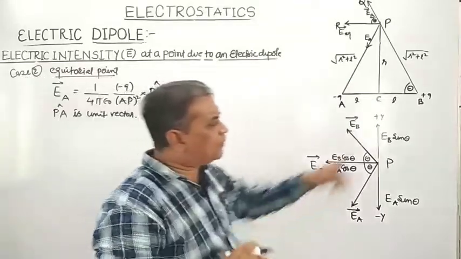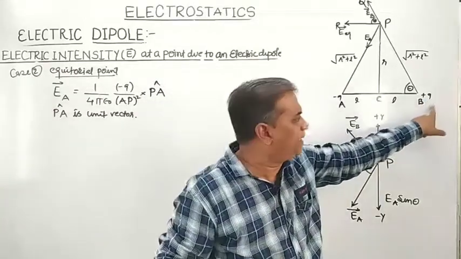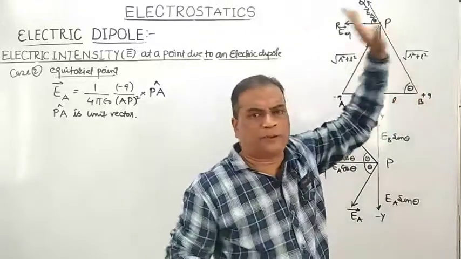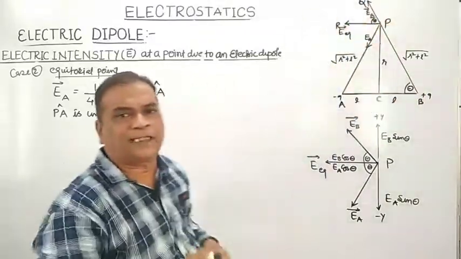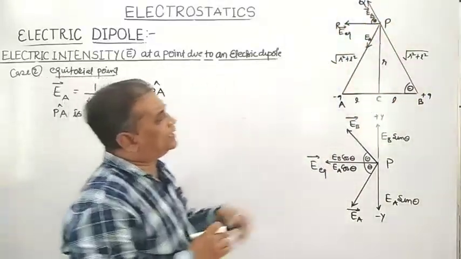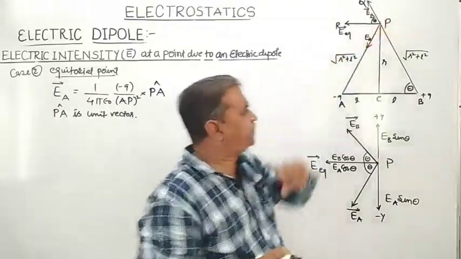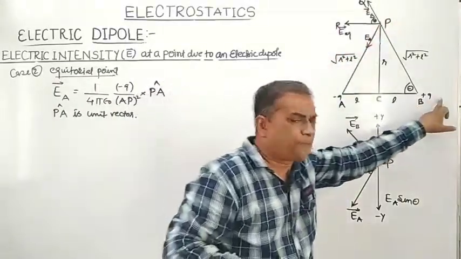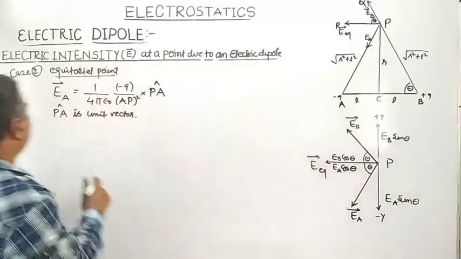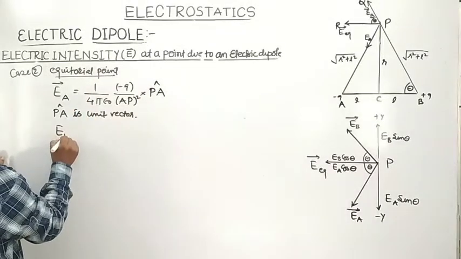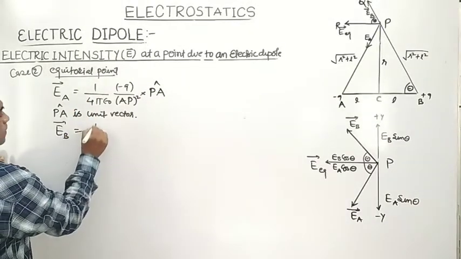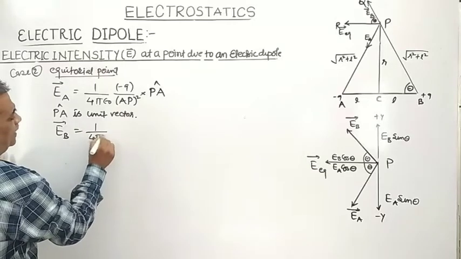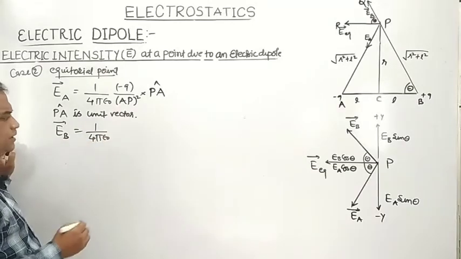Similarly, the other positive charge at point B will also contribute to the electric field intensity at point P. So the electric field intensity at point P due to charge plus Q at point B is E suffix B, and it is equal to the constant of proportionality 1 upon 4 pi epsilon 0.